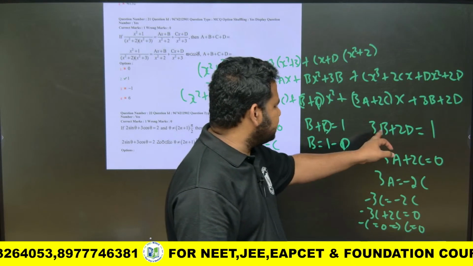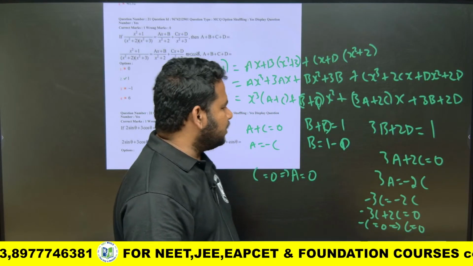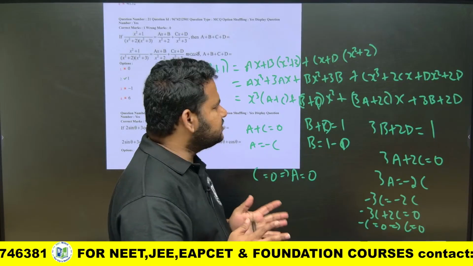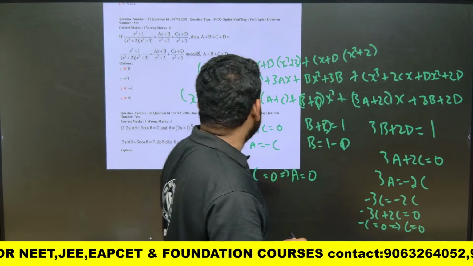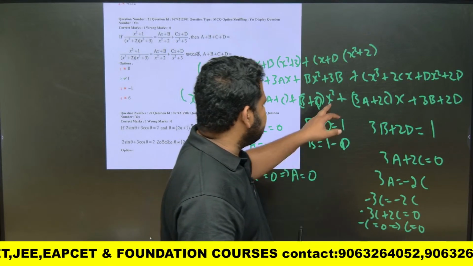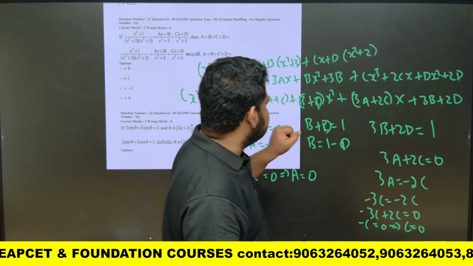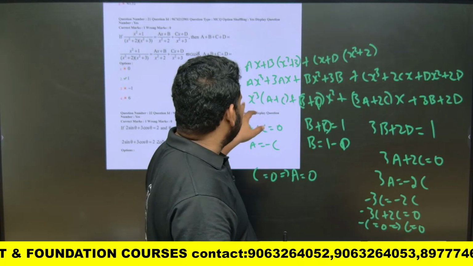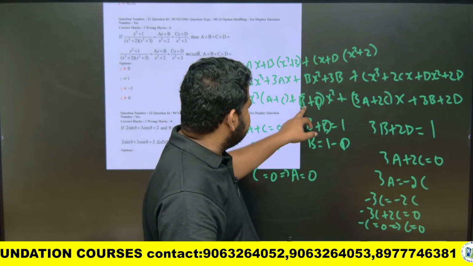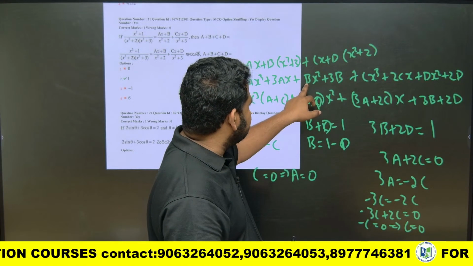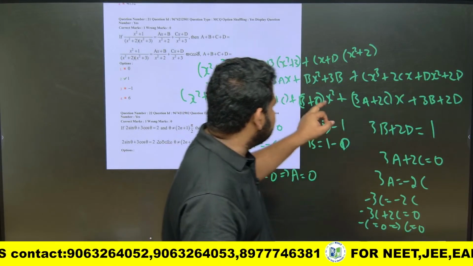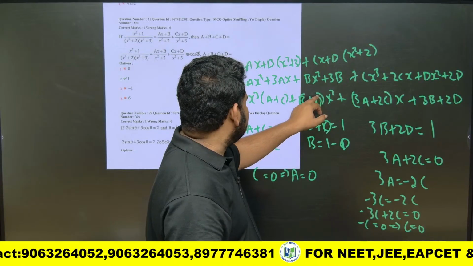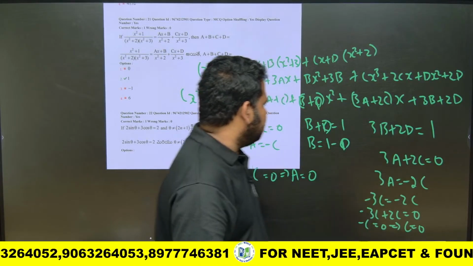So here we have 3b plus 2d is equal to 1. What can I do here? If I substitute the values, what am I getting? 3b plus 2d is equal to 1. Now here let us see 3a plus 2c, that is fine. What about x square? Let us check here. The coefficient of x square is here, and x square is another one. Then the constant is 3b plus 2d. Okay, this is what we have.